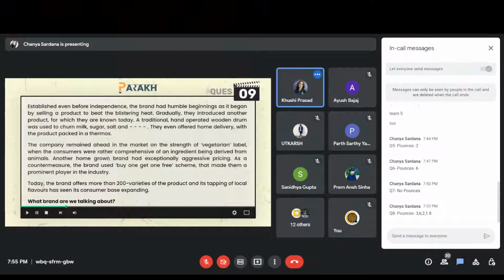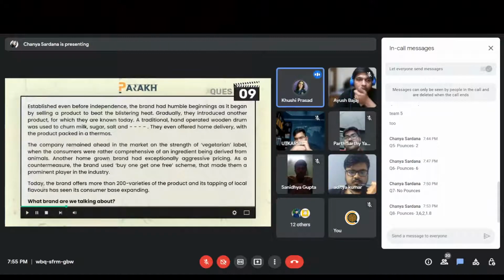Team 4 has pounced. This is direct for Team 6. So can I answer now? Not yet. The pounce window is still open. So closing the pounce window after 5 seconds. Team 2 has also pounced and now the pounce window is closed.